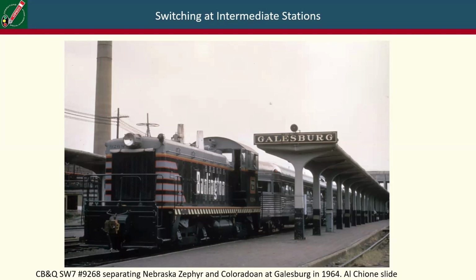Between Chicago and Galesburg, the Nebraska Zephyr and Colorado were merged starting in 1958. A lot of people go to IRM and they think that's how the consist always was, but for a lot of the CB&Q era, the Nebraska Zephyr is actually merged with the Colorado, and so you have a bazillion head-end cars in front of the Nebraska Zephyr consist. And in Galesburg, you could have a switcher separating the two consists.